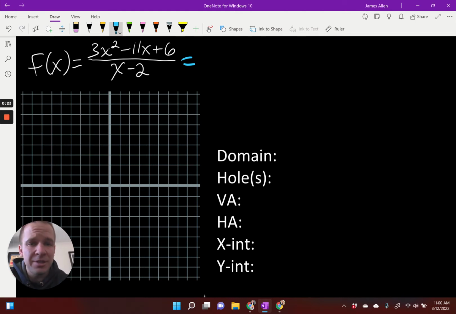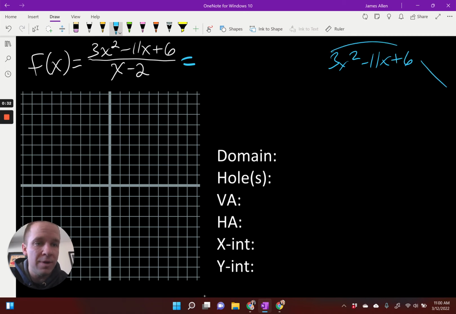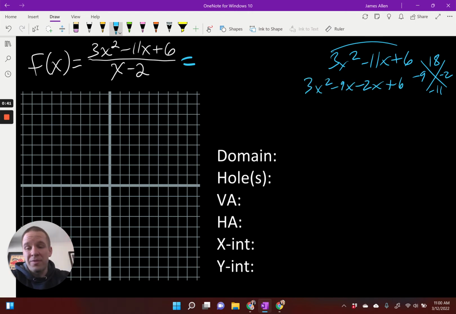Most of us like to use what's called the rainbow method. So we have 3x squared minus 11x plus 6. I need to multiply to 18 and add to negative 11. Well, that would be negative 9 and negative 2. Multiplies to positive 18, adds to negative 11. Next, I'll break apart that negative 11x into those two numbers, and then I'm going to group the first two and the last two.